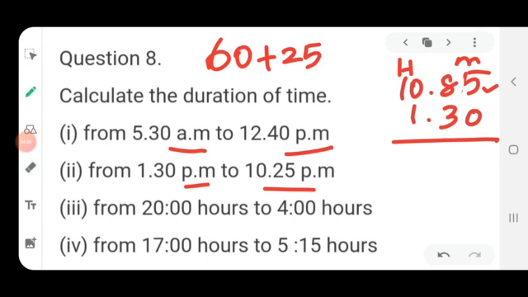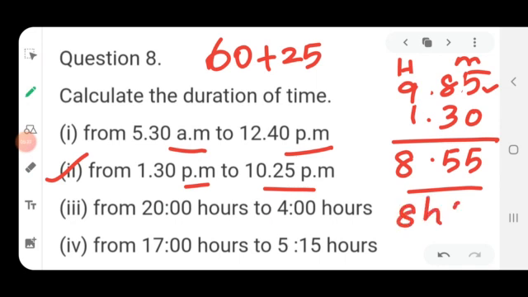Now here, instead of 10, we have 10 minus 1, 9. Now we are going to subtract. 85 minus 30, we have 55. 9 minus 1, 8. So the duration between 1:30 pm and 10:25 pm is 8 hours 55 minutes. Very simple when both values are pm.